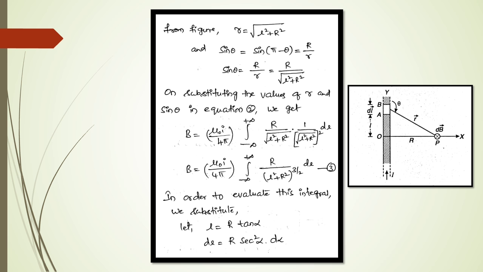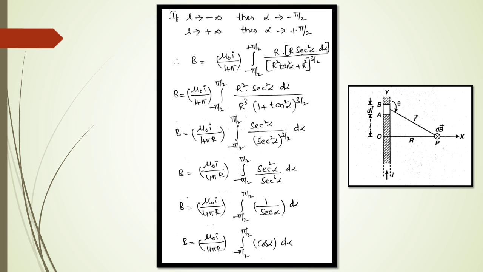To simplify this equation, we assume that small l is equal to capital R into tan alpha. On differentiating this equation, we will find dl is equal to capital R into secant square alpha into d alpha, since the differentiation of tan alpha is secant square alpha.